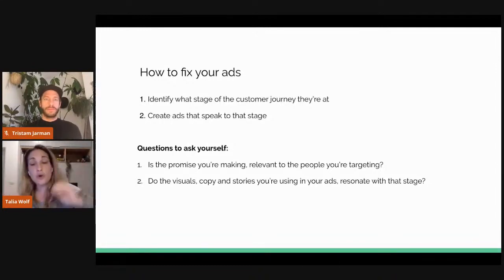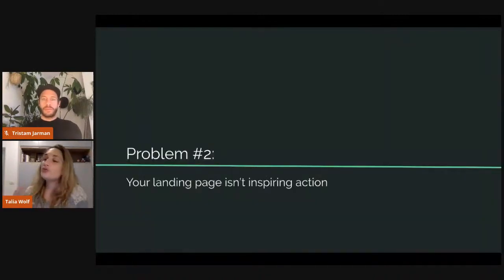Let's move into the most important part of your funnel, and that is the landing page. So problem number two, your landing page isn't inspiring action. Hands down, the landing page is the most important part of your funnel. It's where people truly connect with you for the first time and make a decision. Often they actually do it within less than 3 seconds. They will decide if they're going to give your solution a chance or not. So within 3 seconds, it will say this makes sense or this doesn't, and then they'll bounce or not.